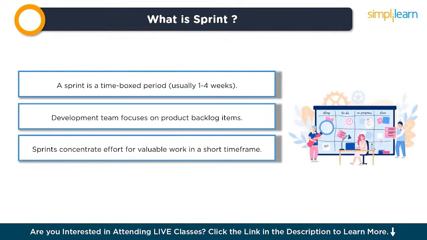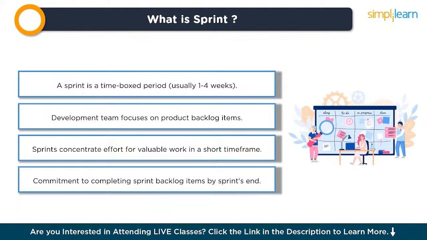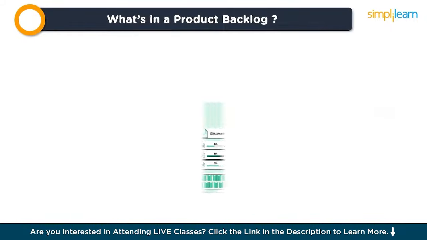Sprints provide a focused, concentrated effort to deliver valuable work within a short time frame. At the beginning of each sprint, the team selects a set of items from the product backlog based on their priority and capacity to form the sprint backlog. They commit to completing these items by the end of the sprint. Once the sprint is over, they review the work and present it to the stakeholders, usually the customer or client, for feedback.